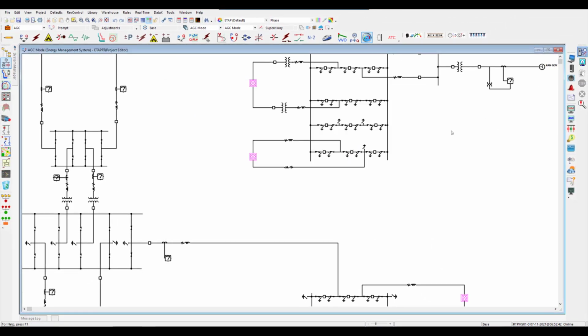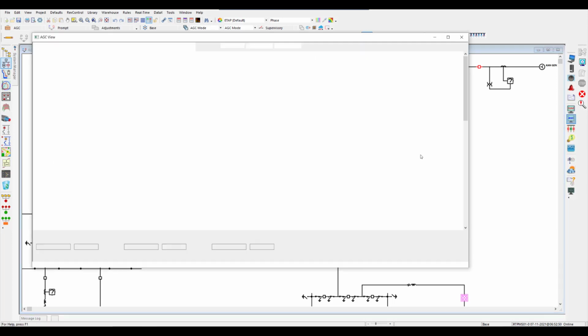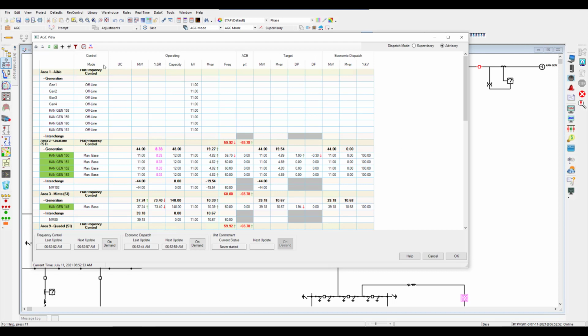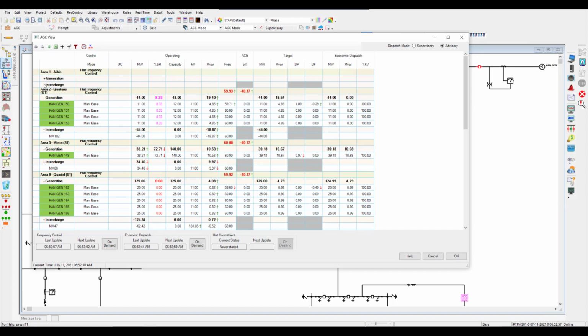So let's go ahead and run our AGC in real-time mode. And while the AGC is running on a continuous basis, we can look up our AGC monitor that tells us very quickly, for each area within the electrical system, I have generation and interchange, and within this generation and interchange I can see which generators are actually being controlled, shown in green, and what is the economic dispatch being determined for each unit. Of course, the operating parameters are shown here, which are updating on a continuous basis.